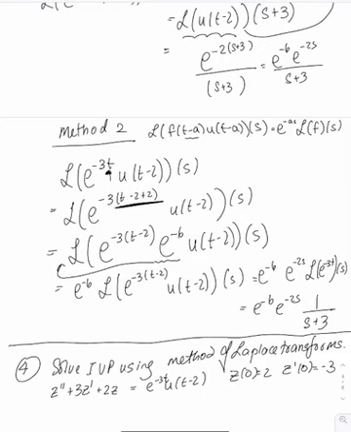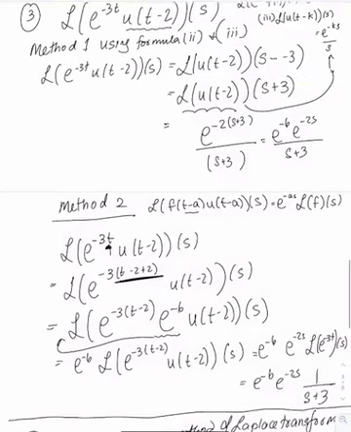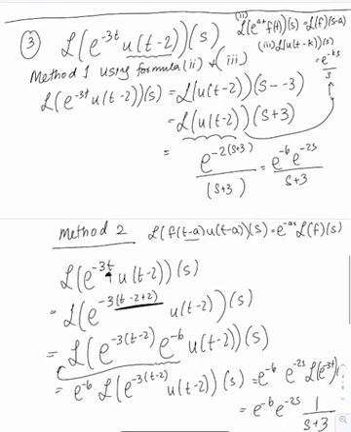The formula says the Laplace transform of f of t minus a times u of t minus a is e to the minus as times the Laplace transform of f. So it will be e to the minus 2s times the Laplace transform of e to the negative 3t, which is 1 over s minus negative 3, so s plus 3. So either way, you get the same answer. Pick the technique that you like the most, but make sure that you understand both of these solutions that I've given over here.